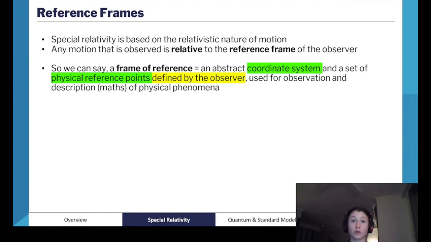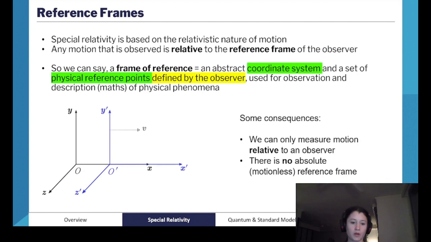But just for the purposes of actually understanding the term, what this definition essentially means is that a frame of reference is like a person. I have a frame of reference, you have a frame of reference, and so forth.